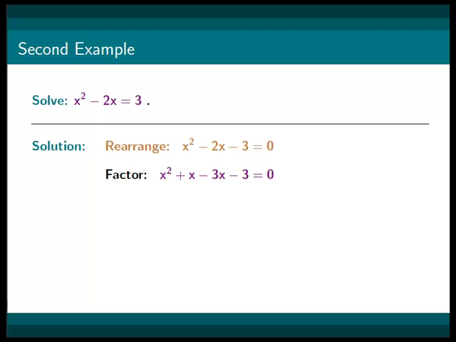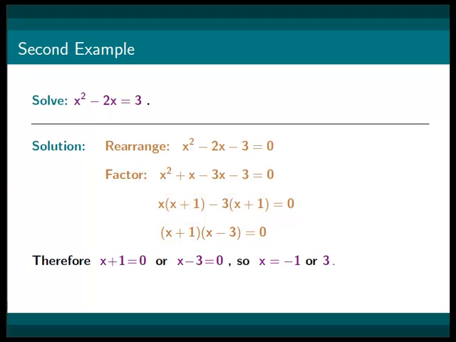Then, since we want to use factoring, we will first split the negative 2x into plus x minus 3x. Then, we can factor out x from x squared plus x, and a negative 3 from negative 3x minus 3. Then, we can factor out an x plus 1 and get x plus 1 times x minus 3 equals 0.